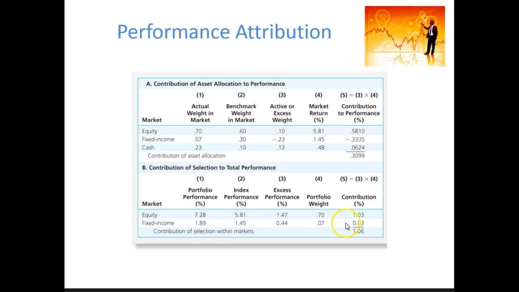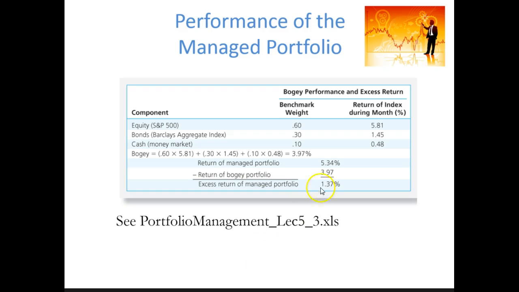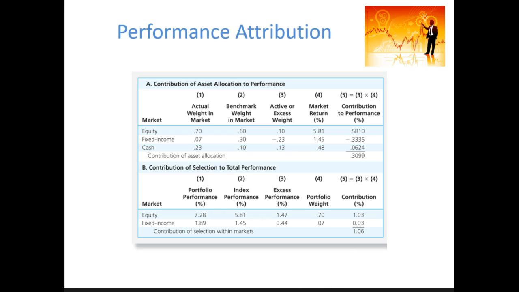Again, we sum those up and we can see the total outperformance attributable to security selection is 1.06. So if we go back, we can see that we've decomposed this overall outperformance of 1.37% versus the benchmark into two components. 0.31% can be attributable to asset allocation and 1.06% can be attributable to security selection. So this helps us make future investment decisions and helps us to identify which part of our investment processes we're really doing well in.